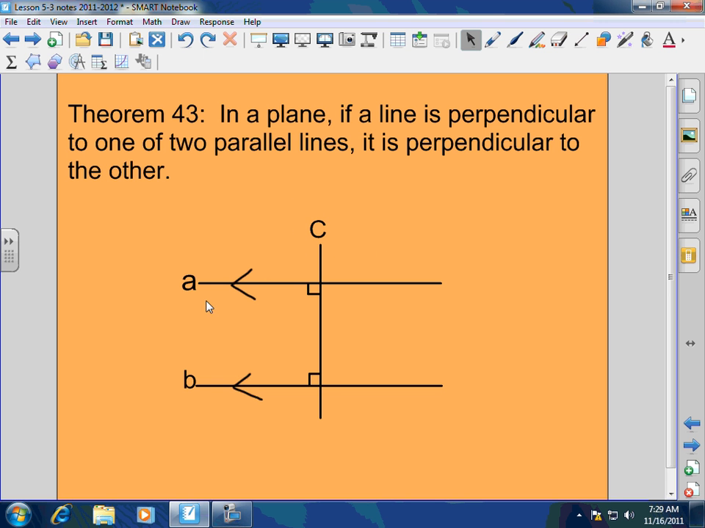So again, if line A and B are parallel, and line A is perpendicular to line C, well, then line B will be perpendicular to line C as well.